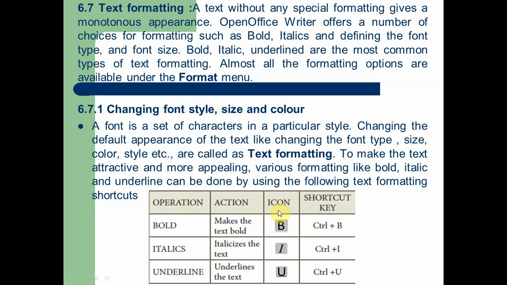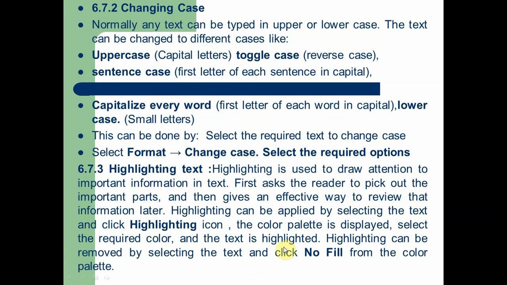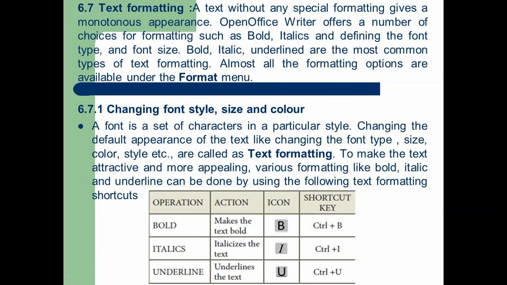One, we can use the icons: B for bold, I for italics, U for underline. Or we can use the shortcut method: Control plus B, Control plus I, or Control plus U. So one is by using the icon, another one is by using the shortcut key. The third method is by using the format menu. So we can use all the formattings from this format menu. In the same way, the basic formatting like bold, italics, underline is also available under the format menu.